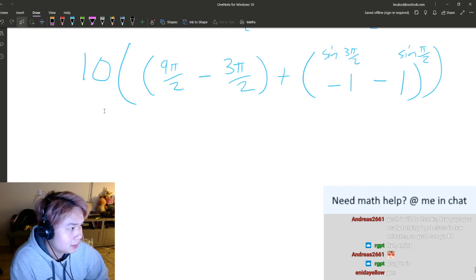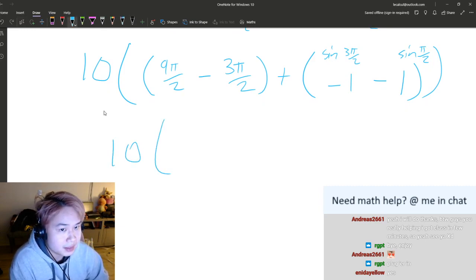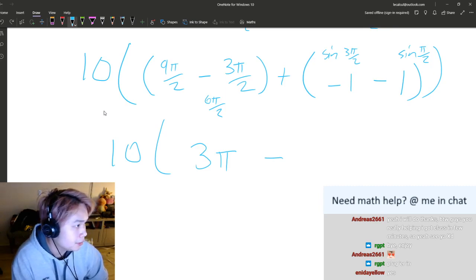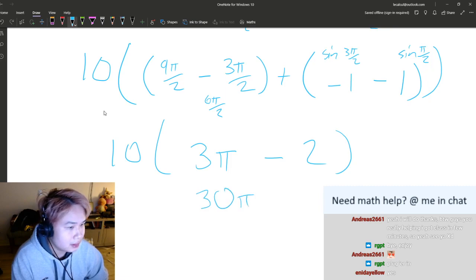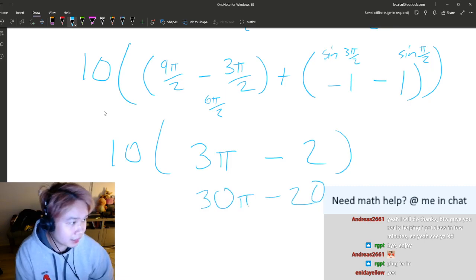And then from here, there's just more crunching through the numbers. So 9 pi over 2, subtract 3 pi over 2 is 6 pi over 2, but 6 divided by 2 is 3, so this is 3 pi. And then we're adding, well, negative 2, so minus 2. So 30 pi minus 20, I guess.